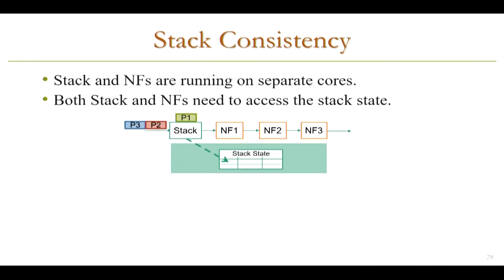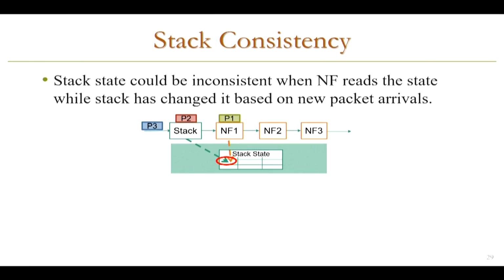Next, let's zoom in and see how to use one MacroStack module to support a chain of NFs. This sounds simple, but it poses consistency challenges. Since stack and NFs may be running in containers on different cores in parallel, and they all need to access the stack state, this means the stack state could be inconsistent. When NF reads state, the stack may have changed it based on new packet arrivals. For example, NF1 reads the connection state of the flow the green packet belongs to, but the stack has changed it when processing the red packet. This leads to stack inconsistency.